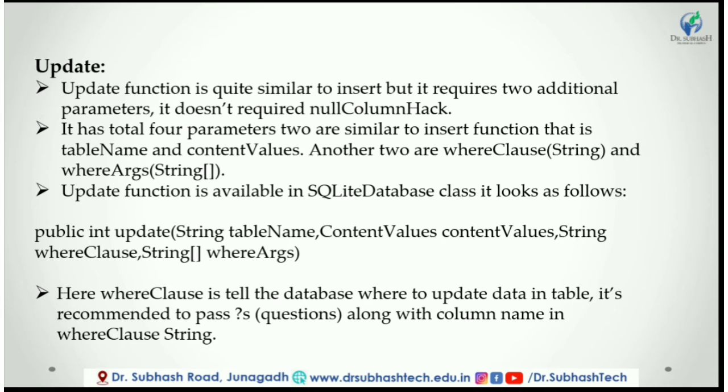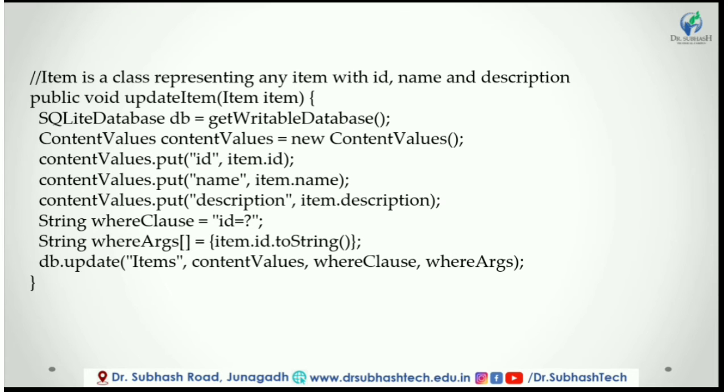Here the where clause tells the database where to update data in the table. It is recommended to pass question marks along with the column name in the where clause string. Similarly, the where arguments array will contain values for those columns against which question marks have been put in the where clause. The update function will return the number of rows affected if successful, 0 otherwise. Here is a simple use of update.